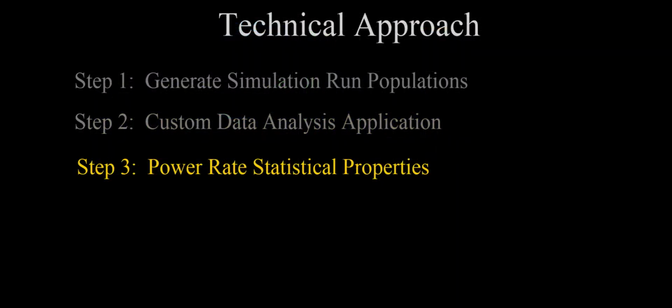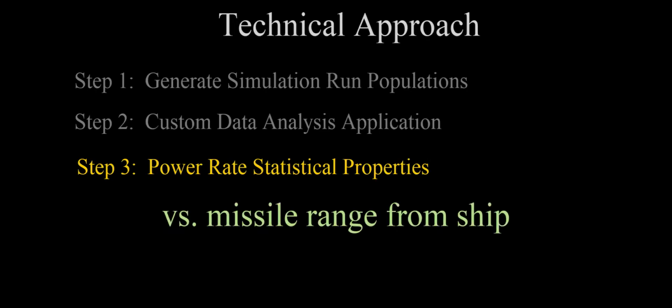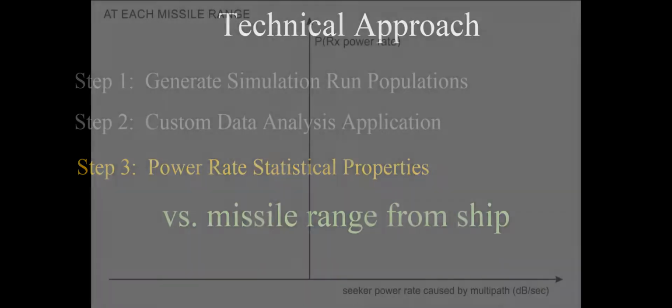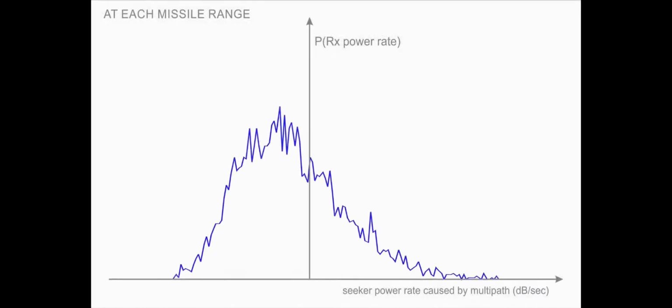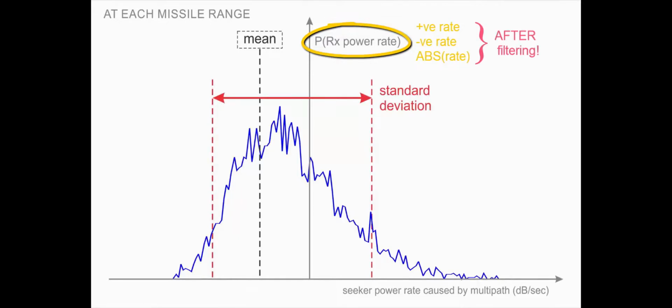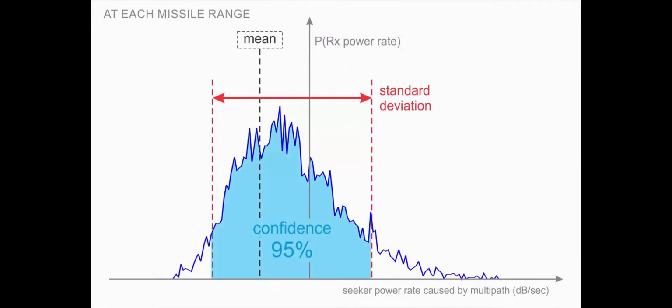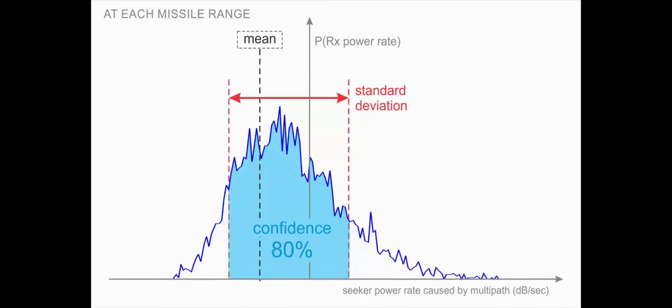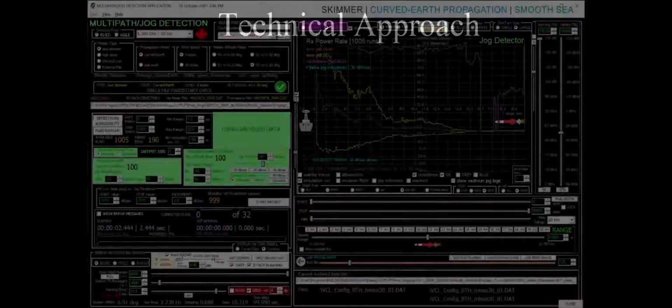Step 3. For each subpopulation of interest, calculate the statistical properties of the measured seeker power rate as a function of missile range from the ship. Now, statistical properties means the mean seeker power rate as a function of range, the standard deviation of that mean, and the confidence interval of the standard deviation. The confidence interval means the area under the PDF curve between the standard deviation low and high limits. And here's an example.